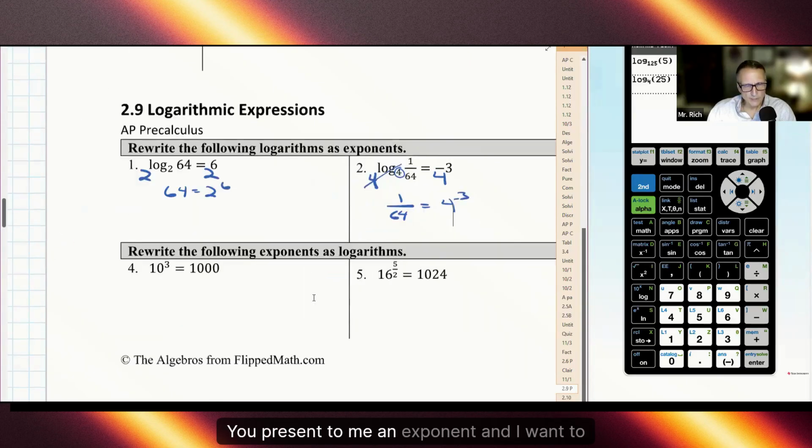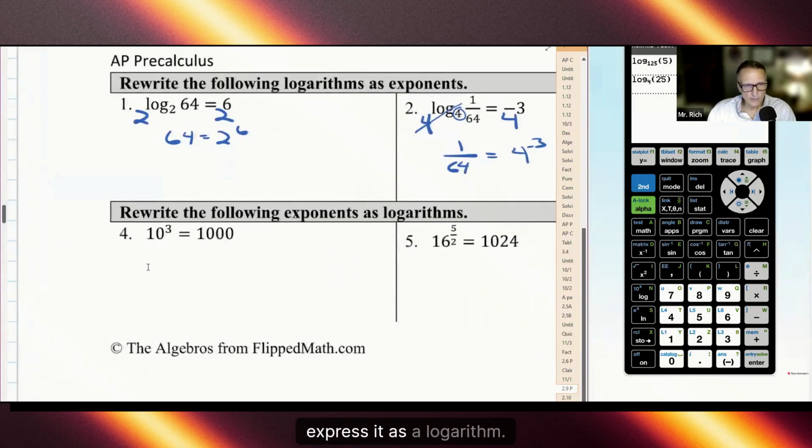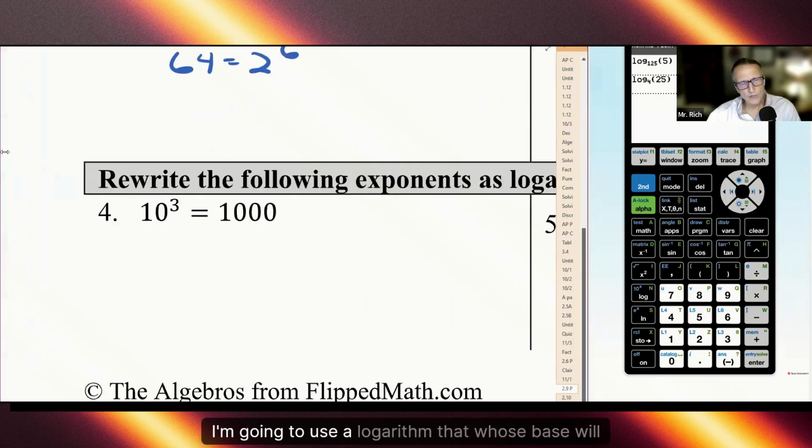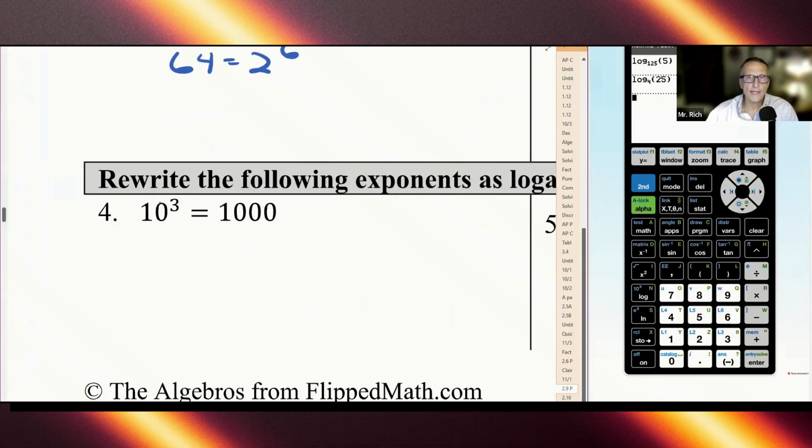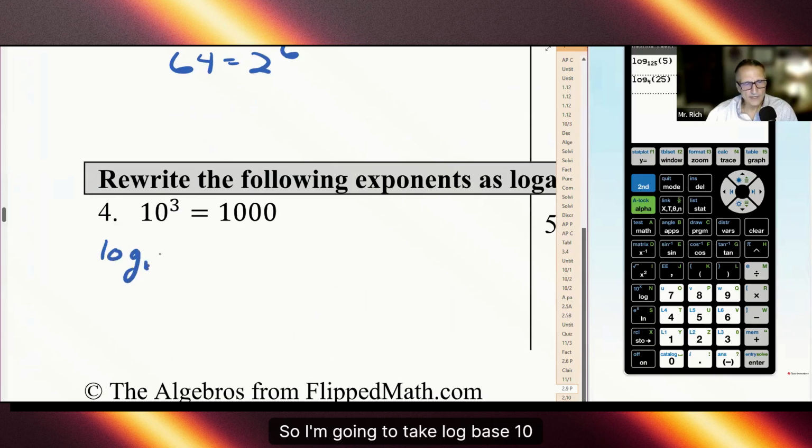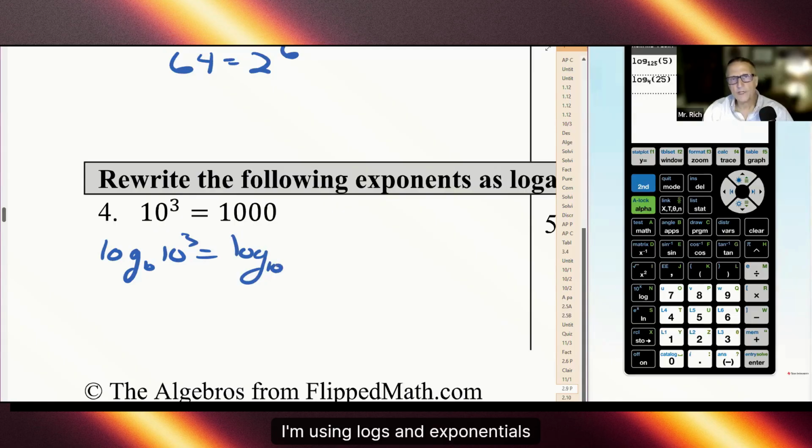What if I want to go the other way? You present to me an exponent and I want to express it as a logarithm. Well, I'm going to use a logarithm whose base will match the base of the exponent. So I'm going to take log base 10 on both sides. See, I'm using logs and exponentials as an algebra operator on either side of the equal sign to suit my purposes.